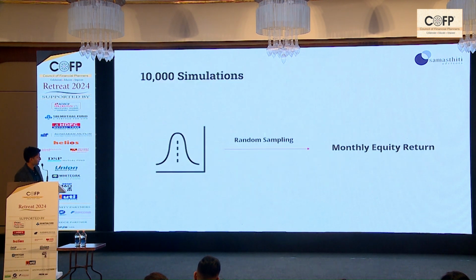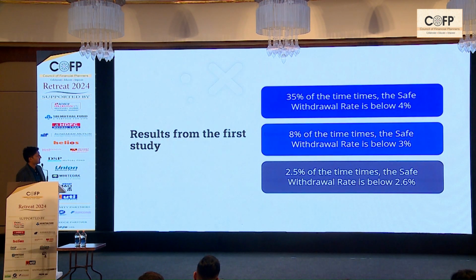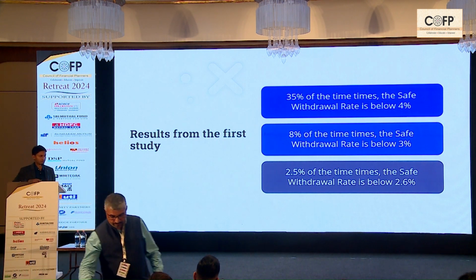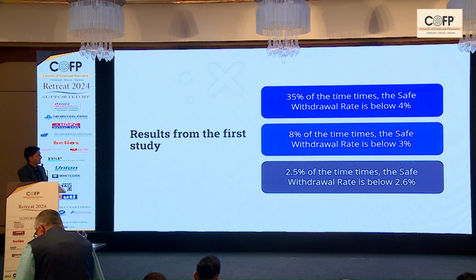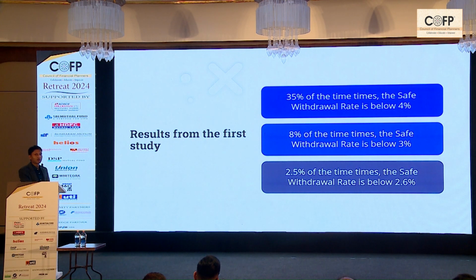So we used this. We did random sampling, 10,000 simulations of monthly equity returns. So we generated different equity returns, and this is broadly the output that we got. 35% of the times, the safe withdrawal rate is below 4%. So anybody who is using a 4% safe withdrawal rate runs a 35% probability of exhausting their retirement corpus earlier than anticipated. And that's a huge risk to take with your retirement corpus.